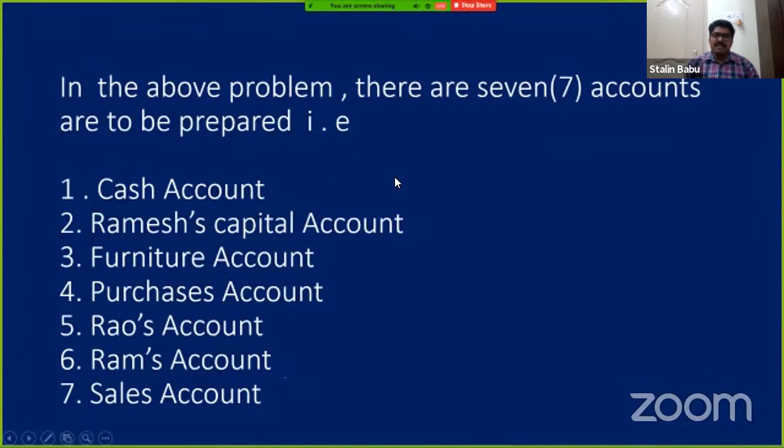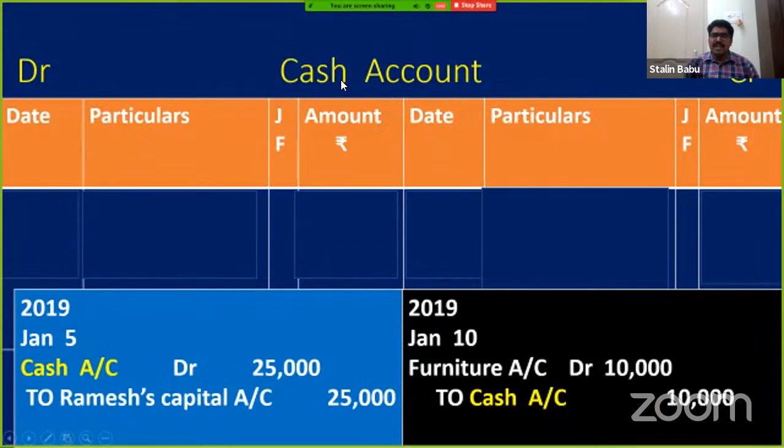Let us see the first one, cash account. So draw the format of account and write the title as cash account. So for cash account, we have to check in which transactions the cash account is involved. On January 5th and January 10th, the cash account is involved in 2 transactions. And on January 5th, what is the transaction? What is the journal entry? Cash account debit to Ramesh capital account. Which account are we preparing? We are preparing cash account.